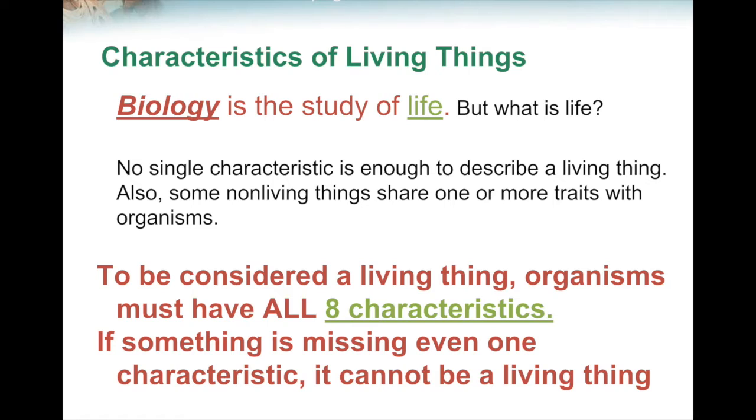And non-living things are different from things that are dead. If something's dead, that means it was once living, it once had all these 8 characteristics, but a non-living thing means it's not alive, it was never alive, because it was missing one or many of the 8 characteristics. So let's take a look at the 8 characteristics that all living things have in common.